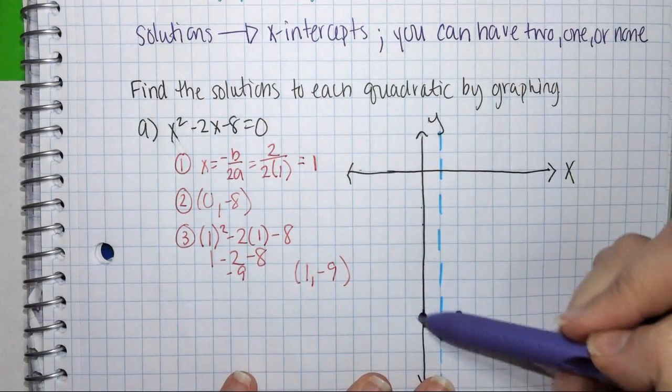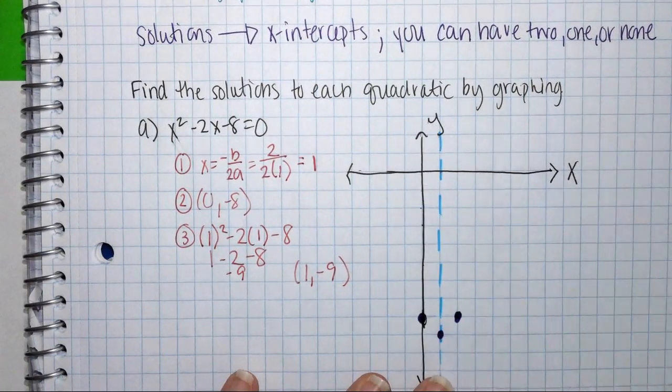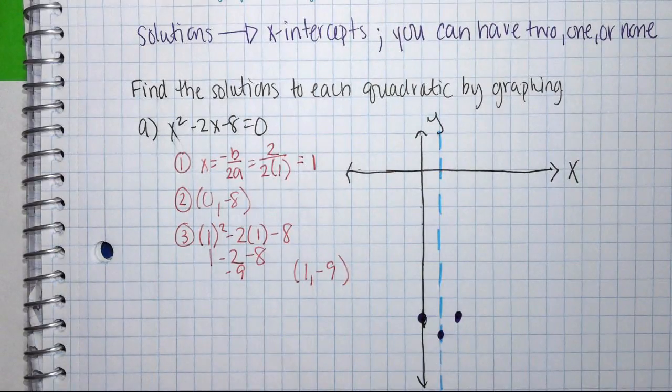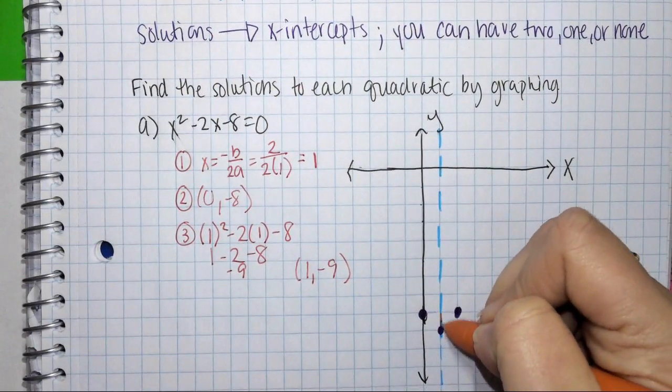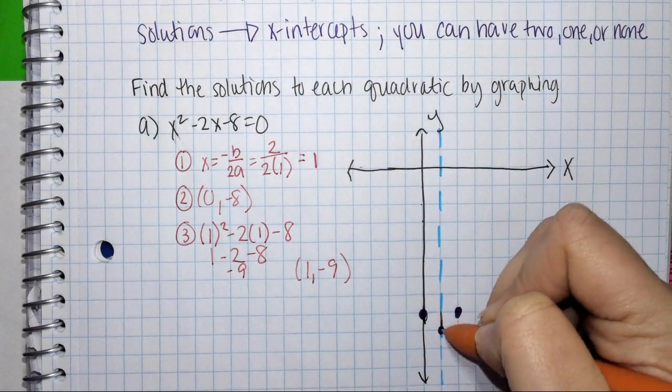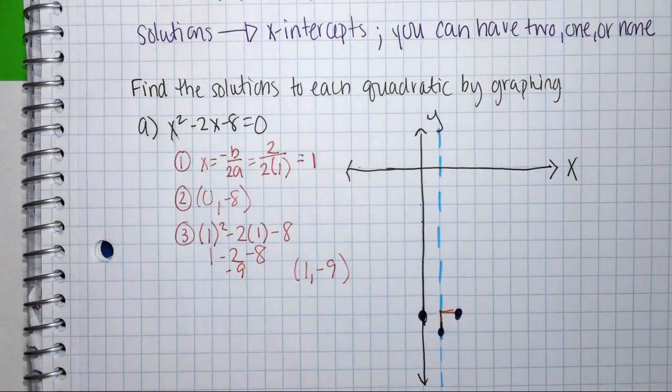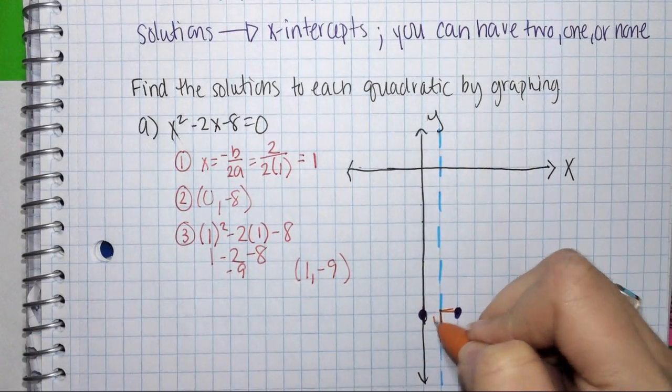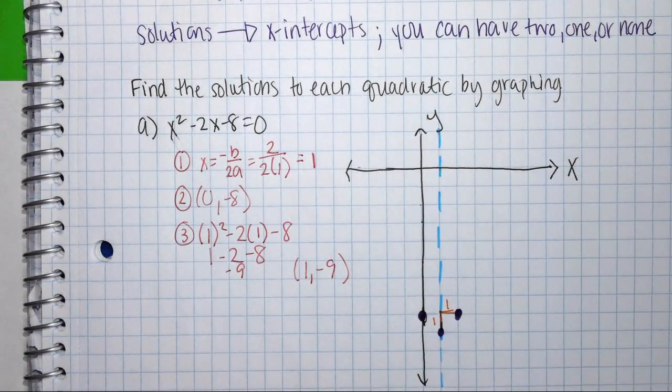Okay, now if we draw this, how many times do you think it's going to hit the x-axis? 2. But we have to figure out exactly where. What you do, it's a magic trick. How many times did I go up and to the right here? 1 and then 1. That's your perfect squares.